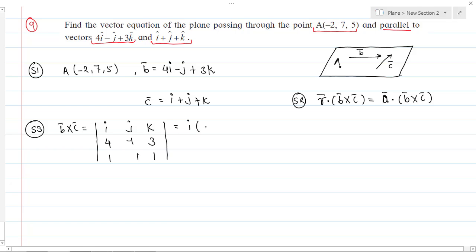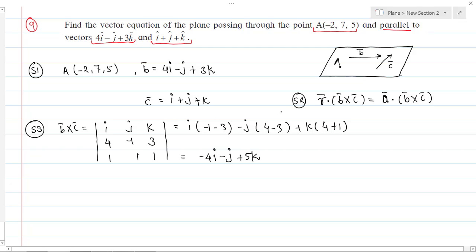So it's i into the bracket (-1 minus 3), minus j in the bracket (4 minus 3), sorry, it should be 4 minus 3, and plus k in the bracket (4 plus 1). So this equals minus 4i minus j plus 5k. So this is the value of B bar cross C bar: minus 4i minus j plus 5k.